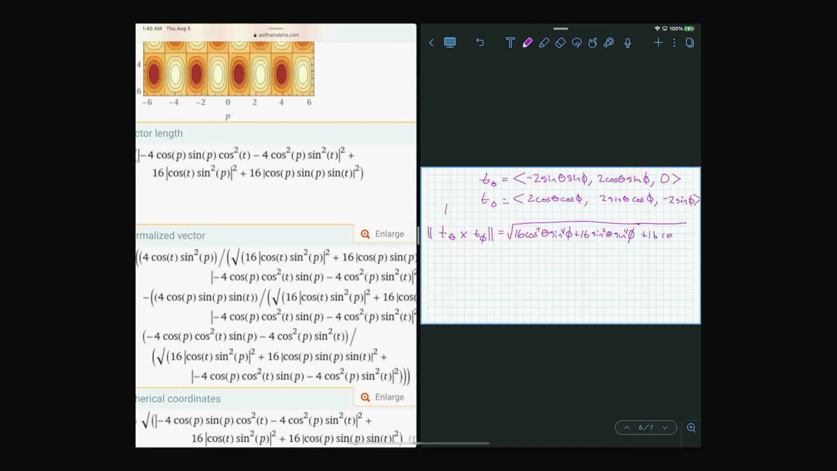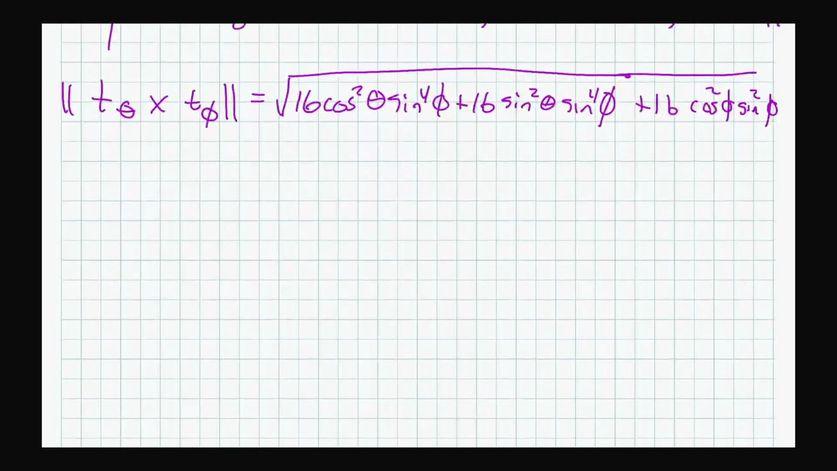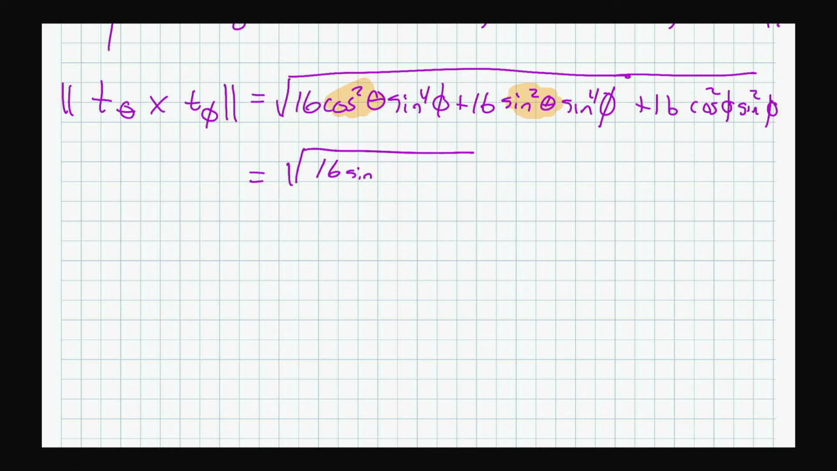Plus 16 cosine squared phi sine squared phi. Okay, so then they take this. There's a sine squared and a cosine squared, right? So this and this can be factored out because the rest of it's the same, and you'll end up with 16 sine to the fourth phi plus 16 cosine squared phi sine squared phi, like that.